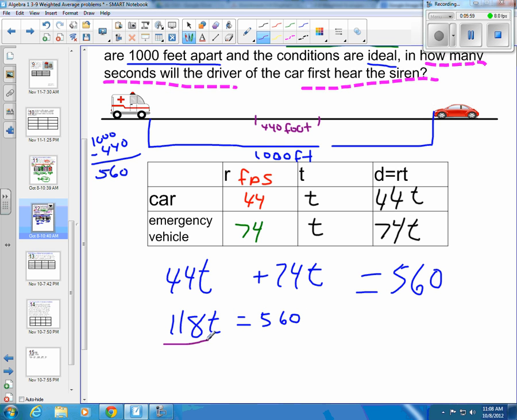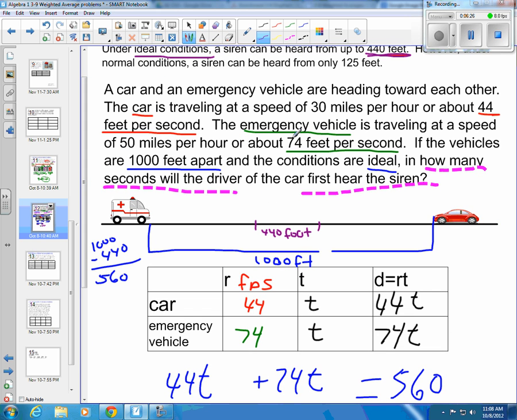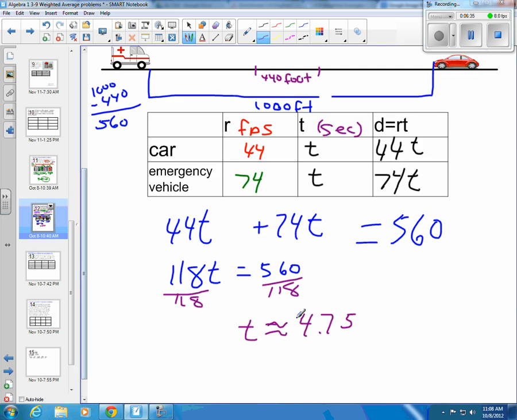The next step, you would divide both sides by 118. When you do that, you should end up with t being approximately, remember the equal sign with the squiggly lines means approximately, and you grab your calculator and divide, and you get 4.75. Well, what does that tell us? 4.75 what? We are being asked to find t, which is time, and this is feet per second, so this would be in seconds. So our answer would be approximately 4.75 seconds.